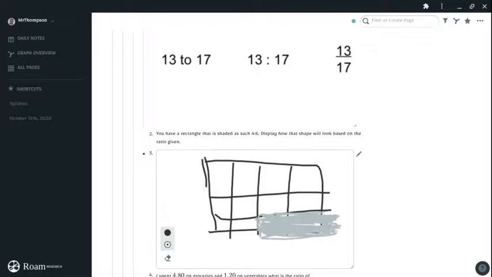I get it. Okay. You have a rectangle that is shaded such as 4 to 6. Right? Display how the shape would look based on the ratio. So you just told me that the total amount of divisions in this rectangle was 10. If it said that you have 4 regions that are shaded, right? You're going to choose any 4 regions in your diagram. So let's choose one. This is region 1.